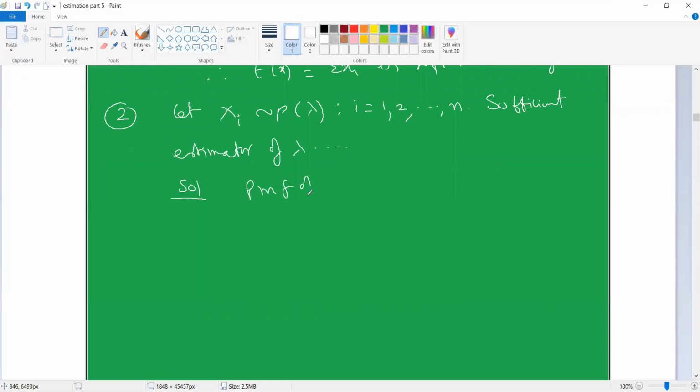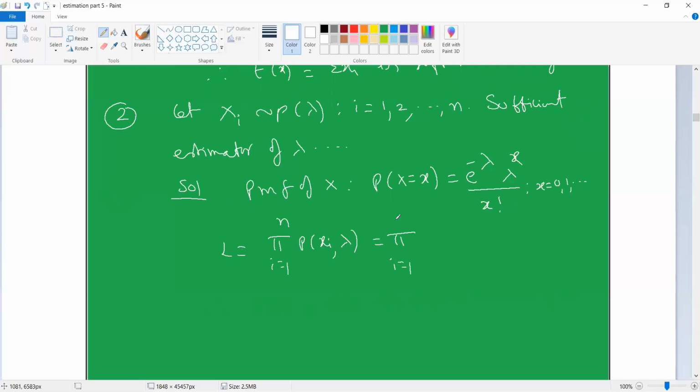The probability mass function of the Poisson distribution is P(X = x) = e^(-λ) λ^x / x!, x = 0, 1, 2, and so on. The likelihood function is equal to the product over i = 1 to n of p(xi, λ). Now, the product from i = 1 to n of e^(-λ) λ^xi / xi!.